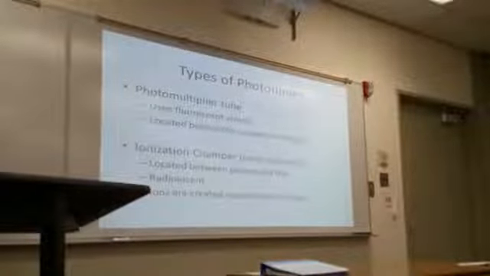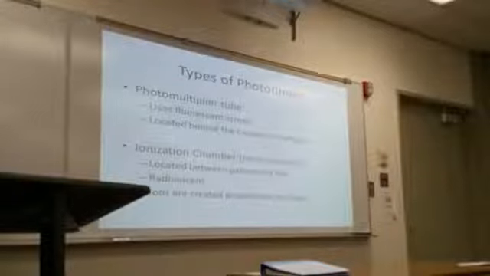The other type of photo timer is the ion chamber, or ionization chamber. This is the most common type of photo timer used today in modern imaging departments. The ion chamber is located between the patient and the film. Since it's located between the patient and the film, it has to be really radiolucent to prevent any artifact.